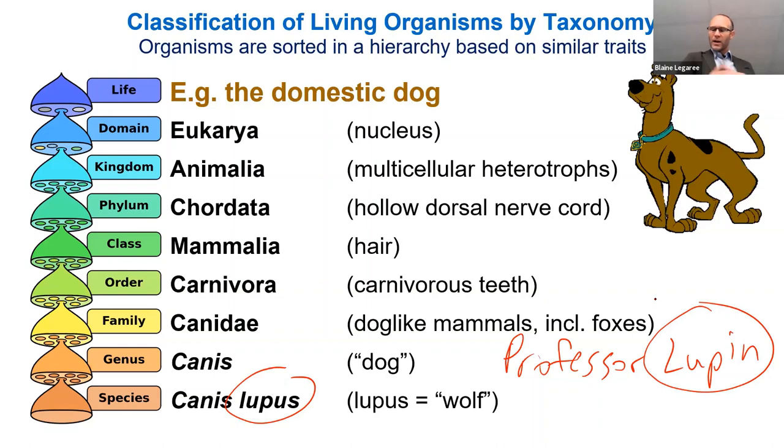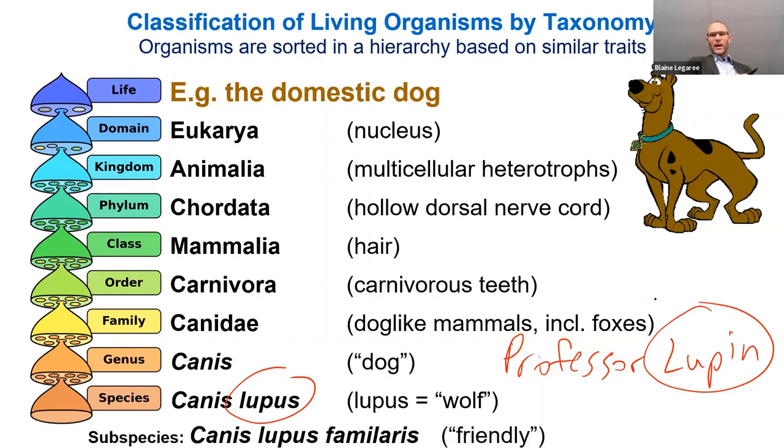Something kind of cool. So by the way, sometimes we go a little further and we talk about subspecies. Because there are differences between dogs and wolves. And so the domestic dog, we call it Canis lupus familiaris, which means that it is domesticated or friendly in this case. I think I see a chat. Somebody says that's awesome. Yeah, it is pretty cool. You know, you learn things every day, or hopefully at least you do in my class.